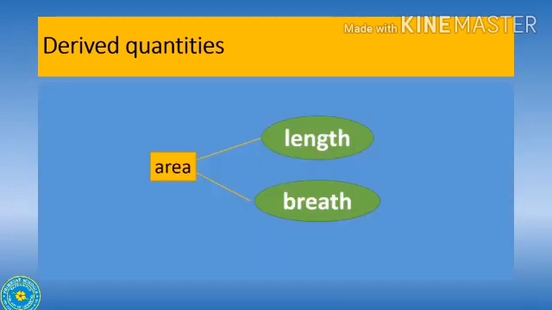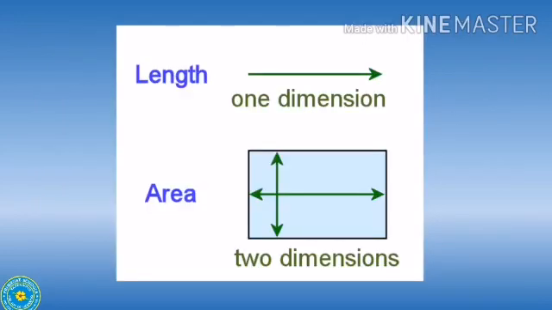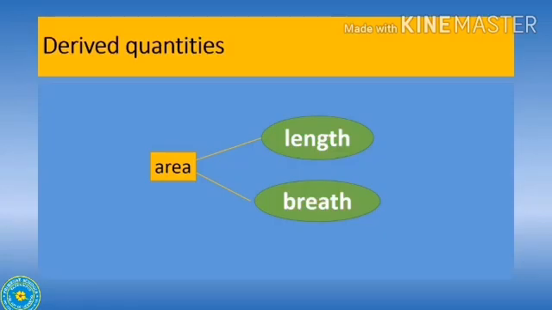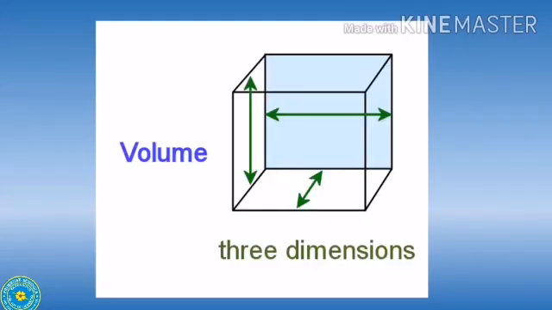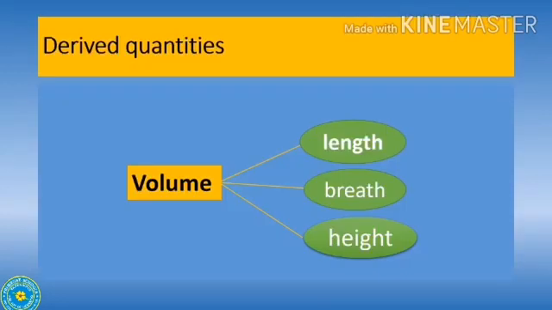So how does area come under derived quantities? Because area has length and breadth. So area is derived from a fundamental quantity, length. Next, volume. Volume has length, breadth and height. So volume is a derived quantity, derived from a fundamental quantity, length. Got it, children?